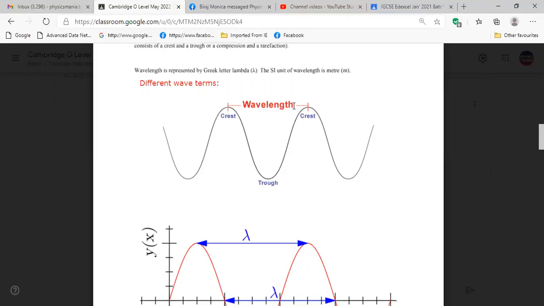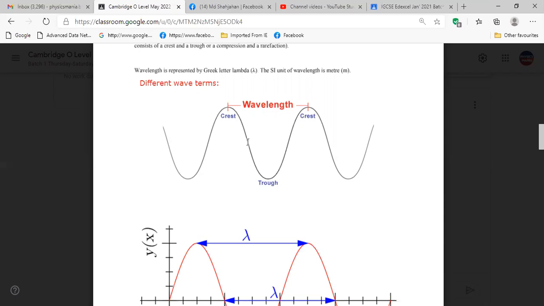Wavelength we can express in another way. That one I'm asking. Do you know that? Okay. No, sir. Which one? From the trough to crest. From the trough to crest.